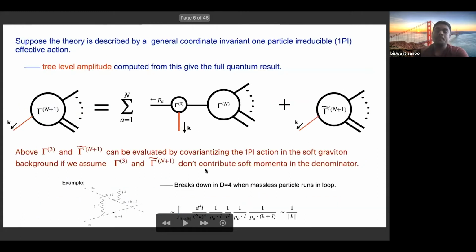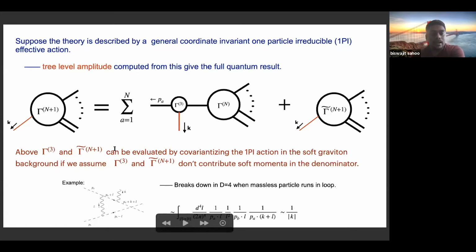So let me proceed to how one can derive these soft factors. There are many prescriptions, but the one I am going to explain was developed by Ashoke Sen, which is called the covariantization prescription. Suppose the theory is described by a general coordinate invariant one-particle irreducible effective action. Since it is a 1PI action, just the tree level amplitude computed from this action gives the full loop amplitude result.